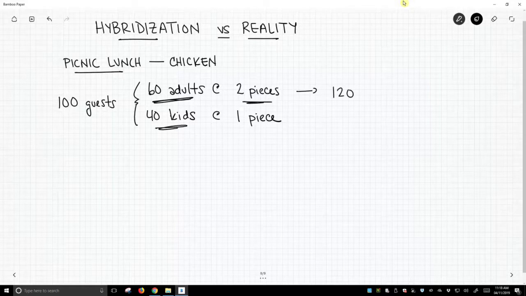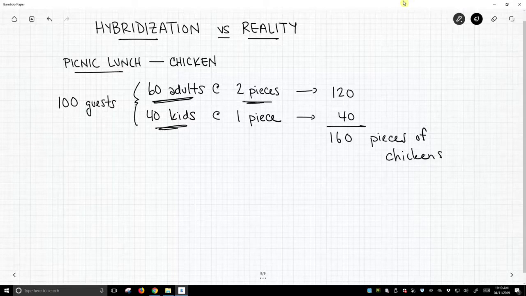And the kids, they don't eat as much, presumably. And so we'll have 40 pieces of chicken. And in total, we need 160 pieces of chicken. And of course, we need some side dishes. So 160 pieces of chicken, not pieces of chickens, but pieces of chicken.